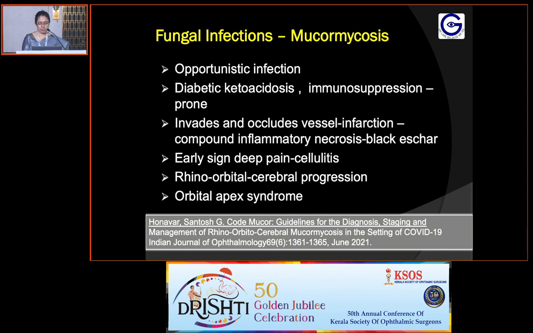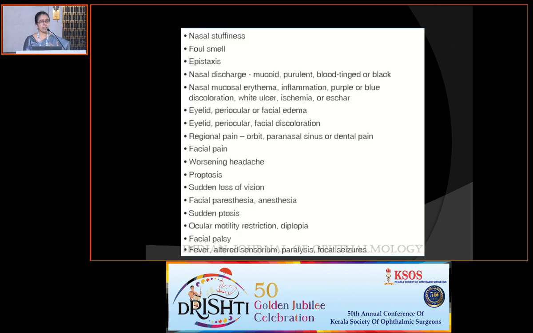Mucormycosis. We are very familiar with mucormycosis treatment because of COVID. It is an opportunistic infection with diabetic ketoacidosis, invasion and occlusion of vessels, early sign of early deep pain, and rhino-orbital progression. It is very important to identify mucor, because in mucor the characteristic of lid edema is like what we have seen in AION and pale disc edema. Since the pathology is ischemia, you see edema without inflammation.